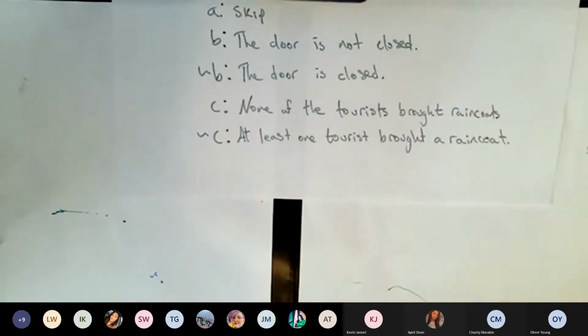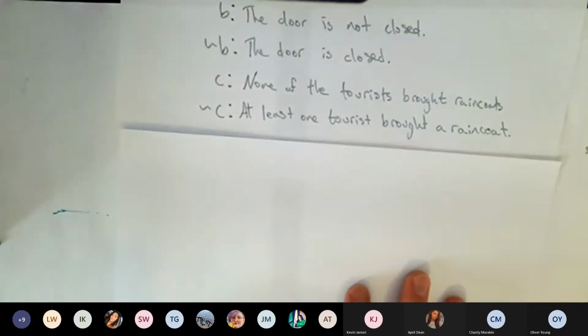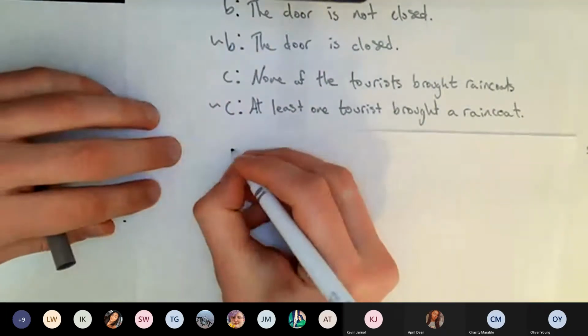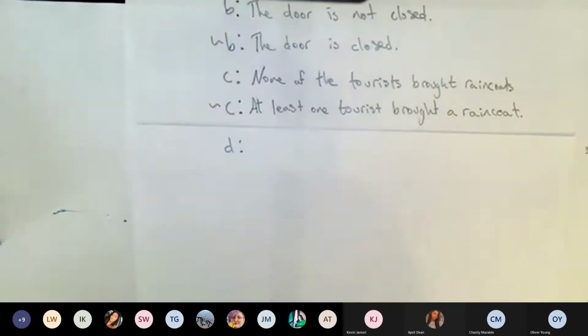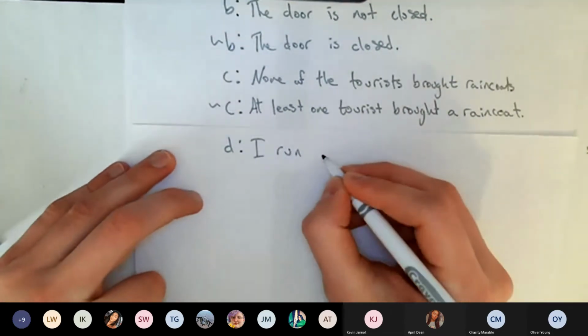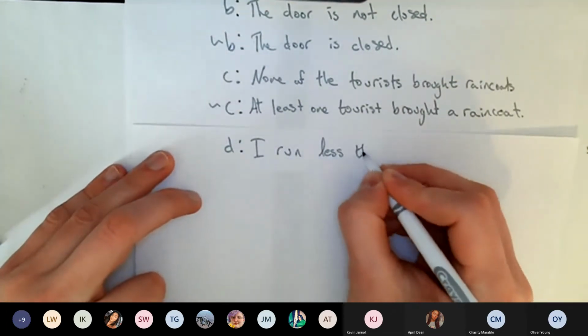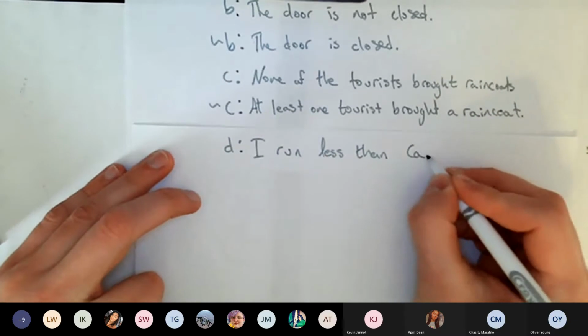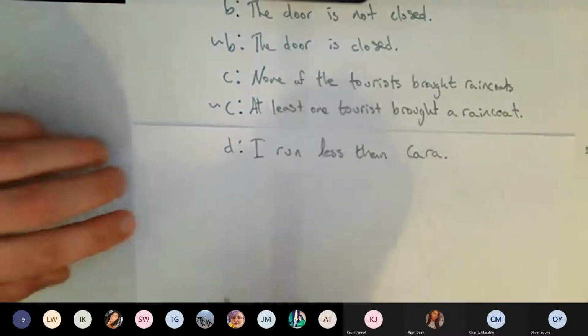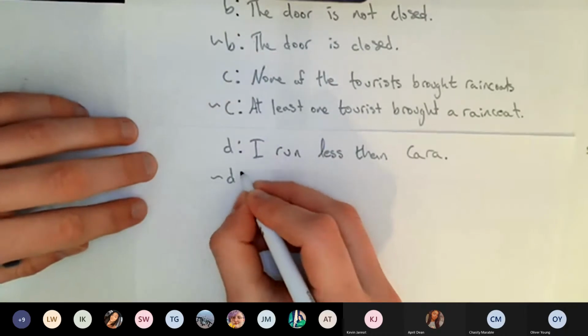Let's see, I'm going to go to a fresh sheet here, continue working down this way. Statement D. Now here's another chance for you guys to think about this. It's in a slightly different way. Here's a statement: I run less than Kara. Okay. I run less than Kara. Okay. I want the negation of D.